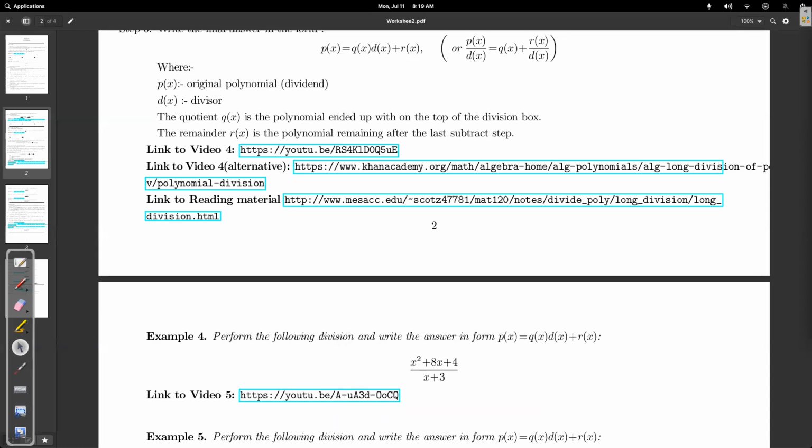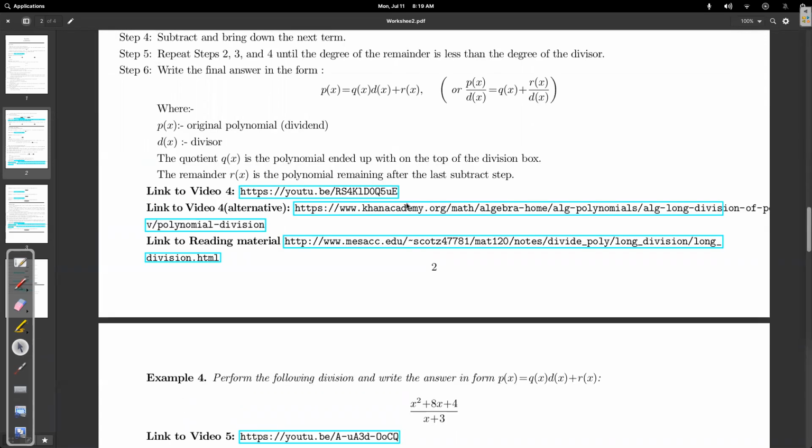That means something less than the degree. Okay, now we are going to go over these steps.